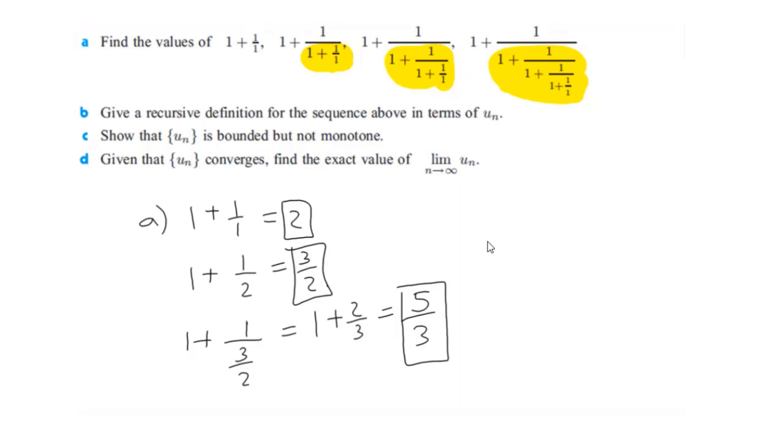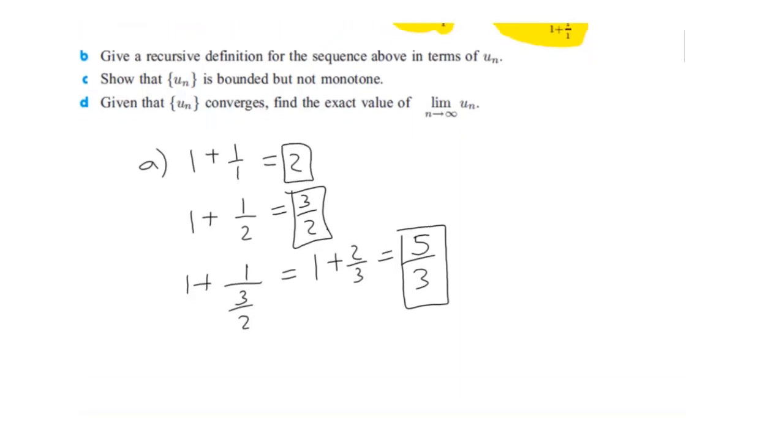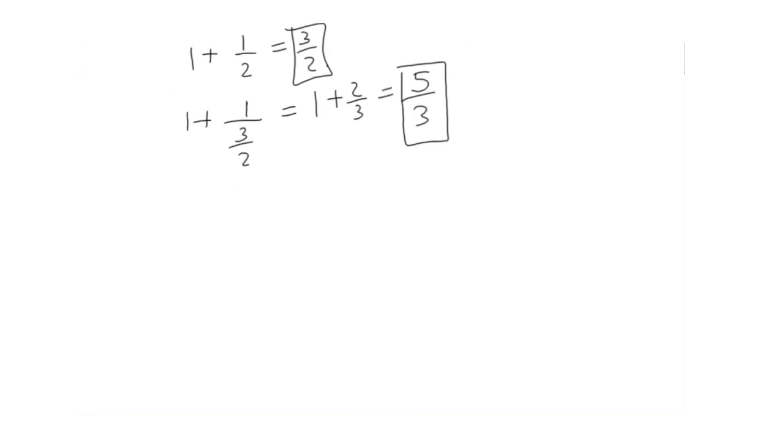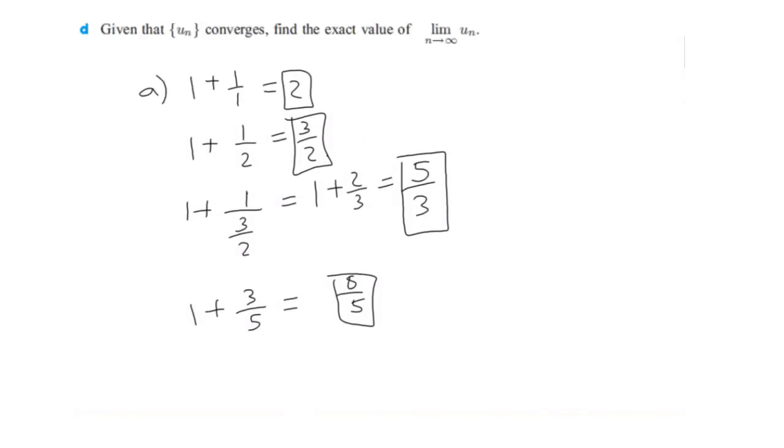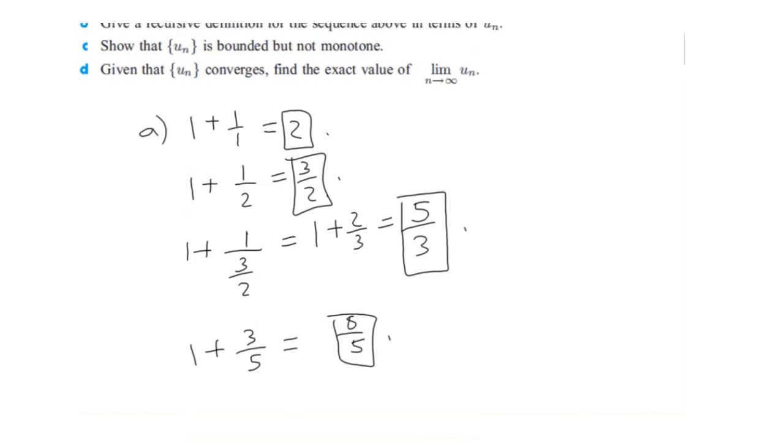The fourth term is going to be 1 plus, remember it's the reciprocal of the term before, so plus the reciprocal of 5/3, which is 3/5, which is 5/5 plus 3/5, which is 8 over 5. So we now have U1, U2, U3, and U4. So they are 2, 3 over 2, 5 over 3, and 8 over 5. So that's the first bit.